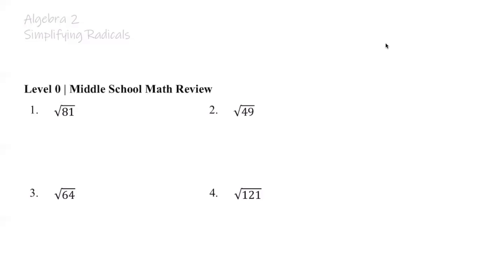And I would say nobody, and I do mean nobody, would have any kind of trouble with level 0. Okay, so square root of 81 is 9, right? Now, I do want to make sure that you're listening to yourself. We're saying square root of 81, not square. Square root of 81. Square root of 49, it's 7. Square root of 64 is 8. And square root of 121 is 11.